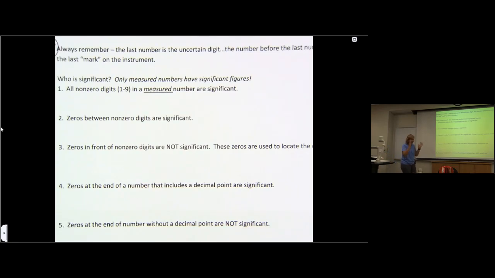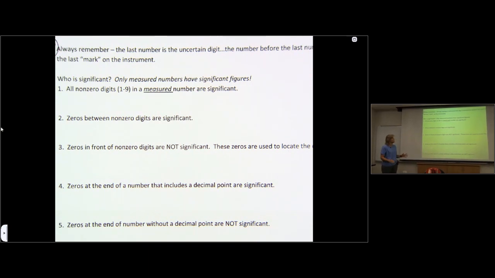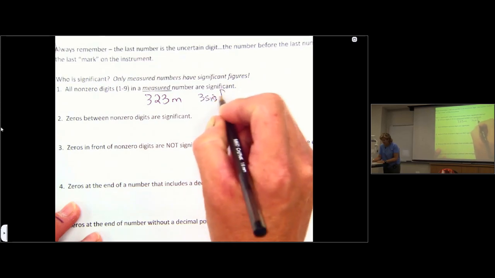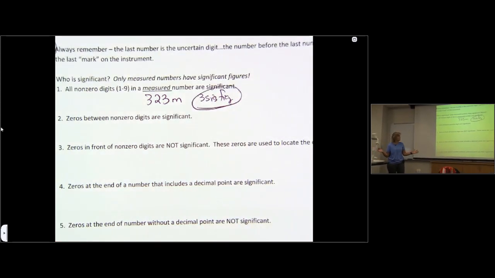First of all, you've got to get in your head who can have significant digits. What kind of numbers have significant digits? Say it. Measured numbers. Only measured numbers have significant digits, period. Nothing else has significant digits except measured numbers. So in a measured number, 1, 2, 3, 4, 5, 6, 7, 8, 9, they're significant. So anytime you have 1 through 9 in a measured number, it's significant. So let me just throw out 323 meters. That has 3 significant figures. Anybody have a problem with that? Makes sense.